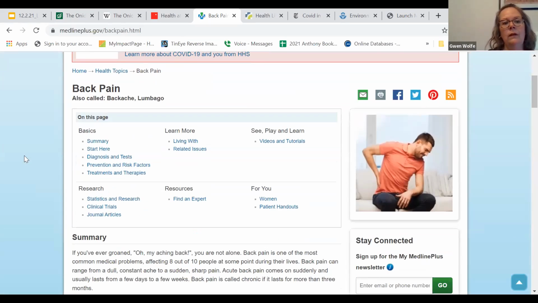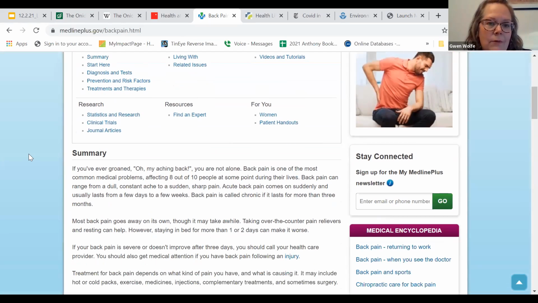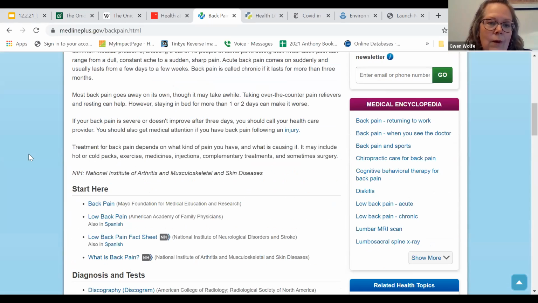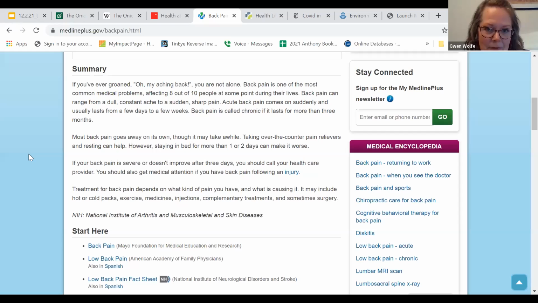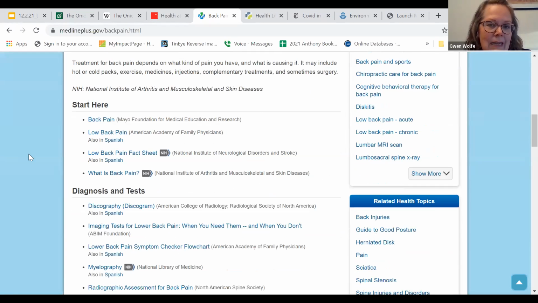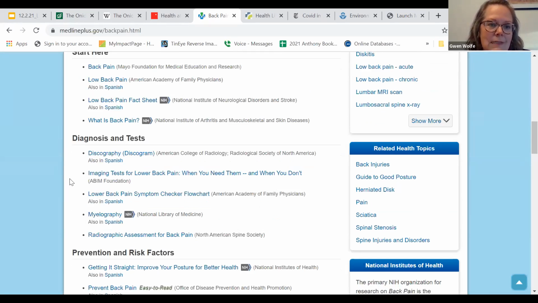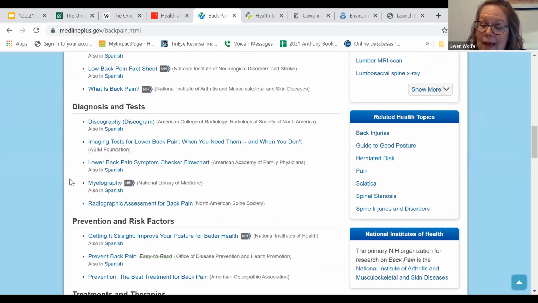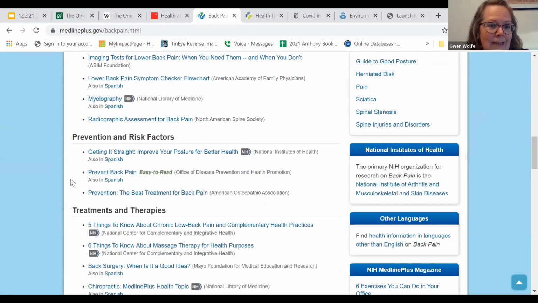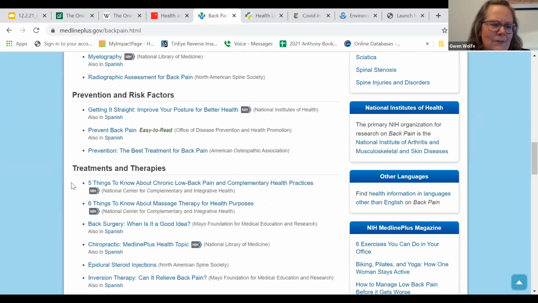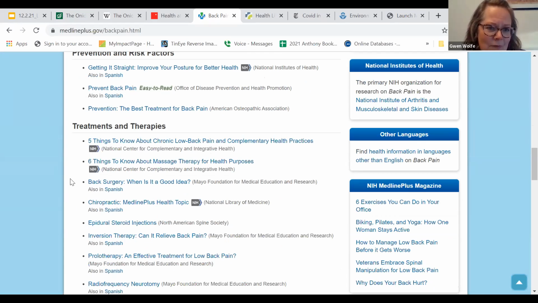Okay. On this page, it's going to give me an overview, a summary of what the problem might be, what back pain is, how common it is. 8 out of 10 people have back pain. And then they've organized it with kind of a starting point, some fact sheets, diagnosis and tests that are done for people who have back pain, how to prevent back pain. I was looking at one earlier through here. It was for office exercises that I can do to prevent back pain.